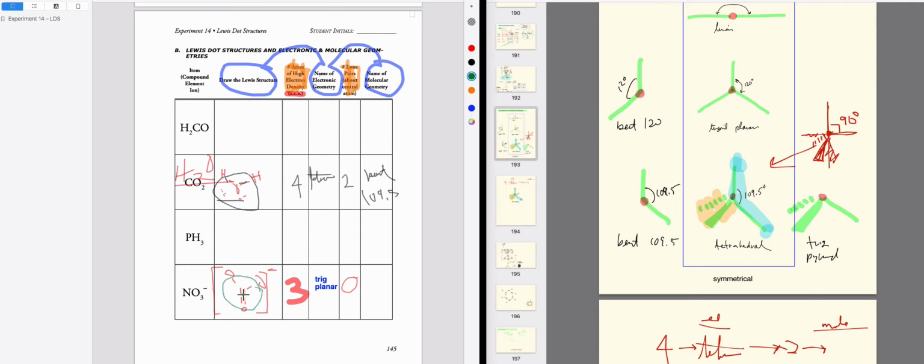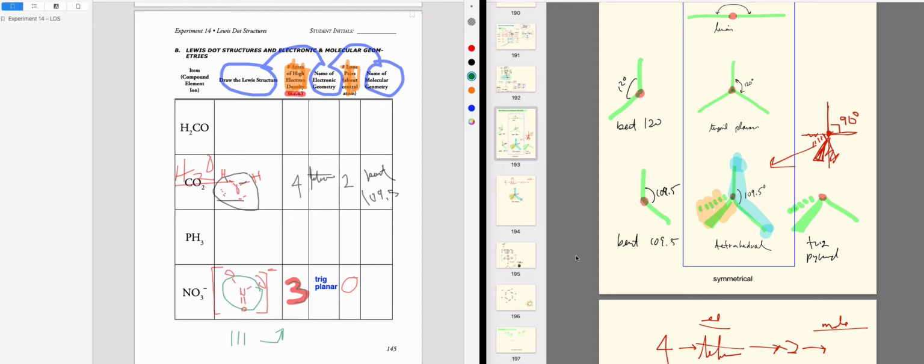How many single bonds do you see? I see 2 single bonds. How many double bonds? 1. How many triple bonds? None. How many lone pairs about the central atom? None. So my total is 3. I write a 3 there.